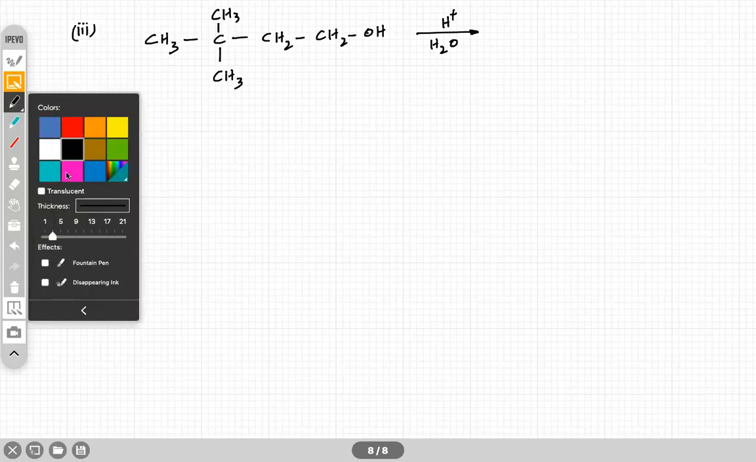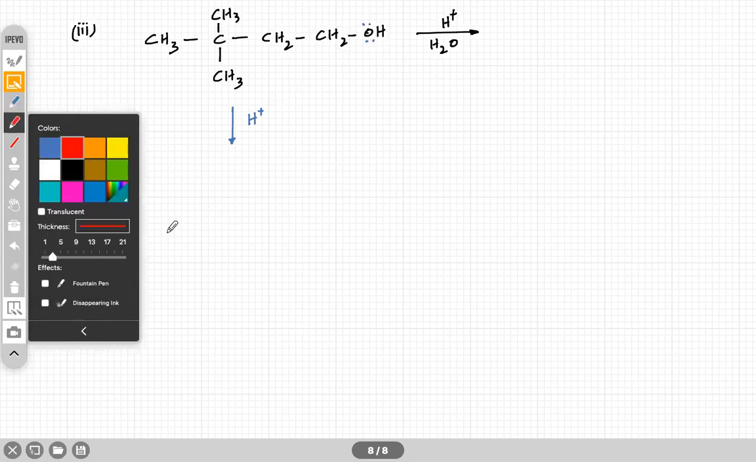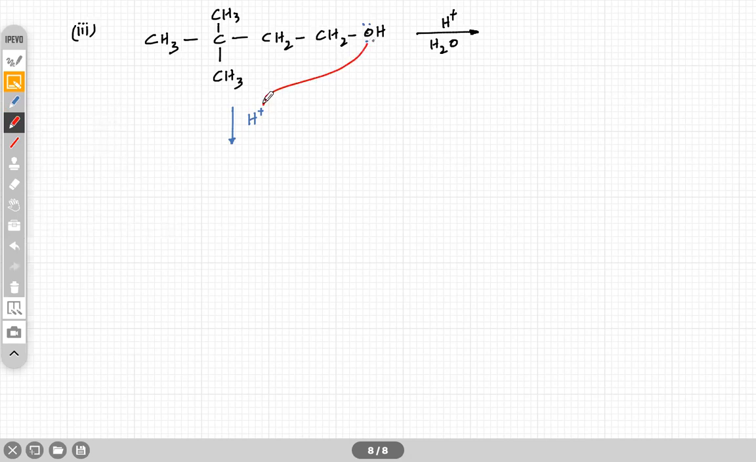Okay, so we'll see the reaction here, what happens. So first of all, there will be the protonation of oxygen with the help of H plus of the acid. Okay, this one will take this H plus and it forms what? It forms H2O. H2O goes out and we'll get this.